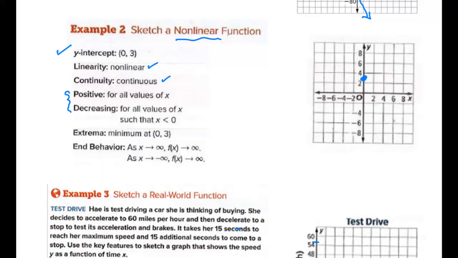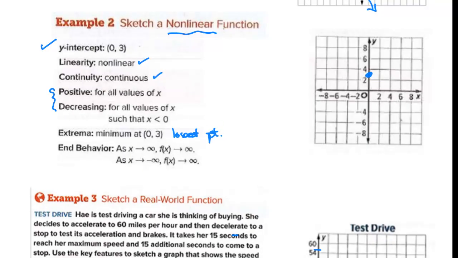That means that's the lowest point. Okay? That is the lowest point. So keep that in mind. So as x goes to positive infinity, as we go to the right, the graph is going to go to positive infinity. That means it's going to go up. As x goes to negative infinity, the function goes to positive infinity. So as I go to the left, it's also going to go up.